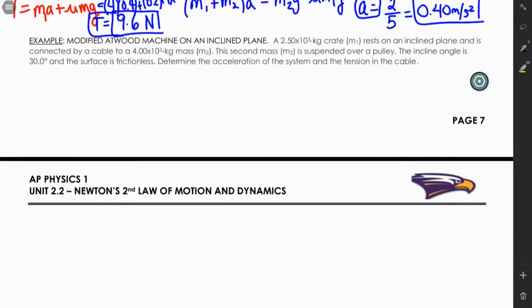Okay, so in this video, we're going to look at a modified Atwood machine again, but what we're going to do is now we're going to incline the surface that the one block is on. So here's our physical picture.